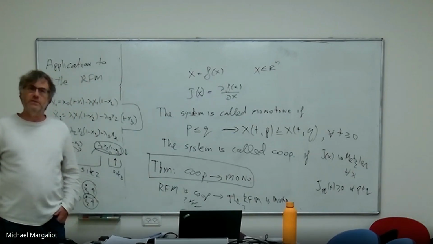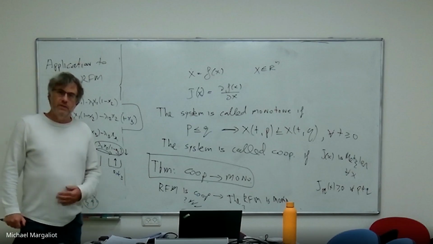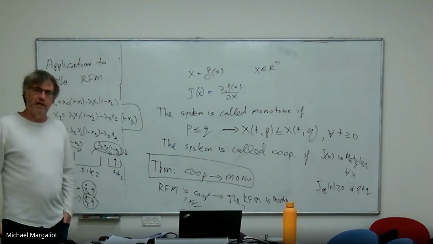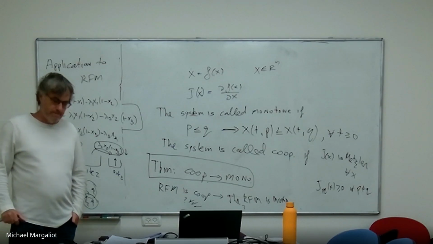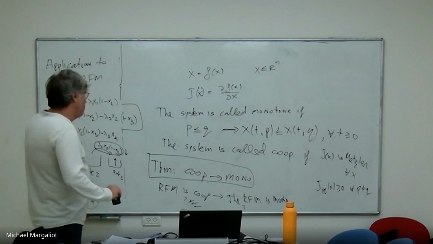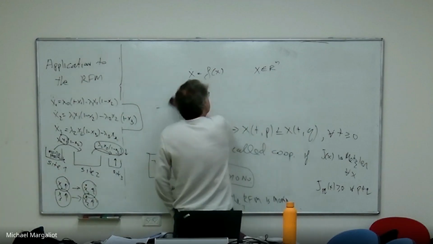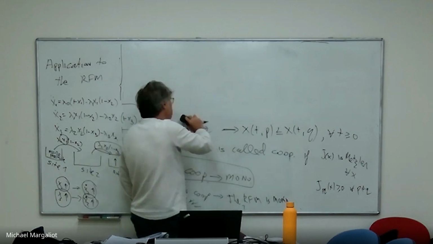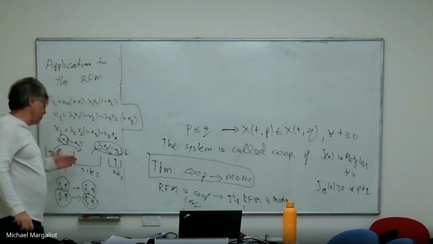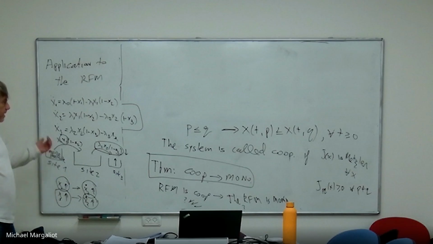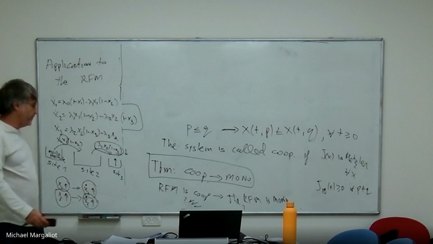Any questions about this? So this intuitive explanation of cooperativity in the RFM? Okay. Please don't hesitate if something is not clear, especially the intuitive things, because I really want to explain things also intuitively. And if you don't understand, then please ask so I can help.